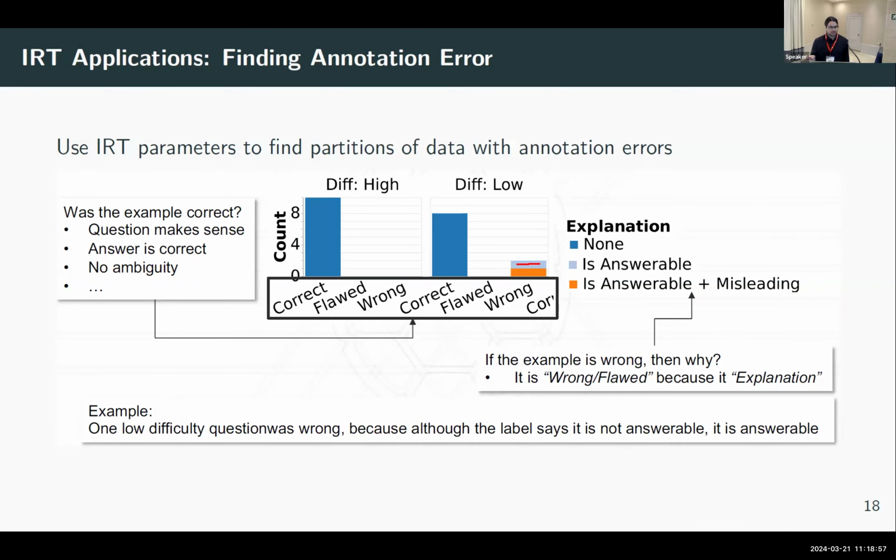So in the plots I'm going to show, I'm basically asking for a given example, was that example correct in the sense it's a valid, good question, and that the answer is correct and there's no ambiguity anywhere in the question. If that is true, then it'll appear in this big blue bar. If there's something at issue with the question, then it'll appear in either the flawed or the wrong column. And I'll have an example after the next slide.